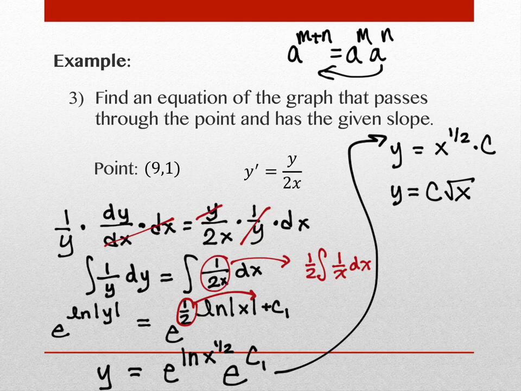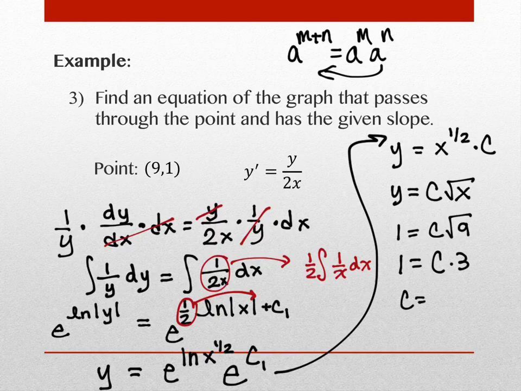All right, so we're going to put in, which is where? We'll just let you tell me. The y is the 1, right? It's the second one. And the x is the 9, so it's square root of 9. So it's 3. So what is c? c is 1/3. So what's the equation of this graph that I'm looking for? y equals 1/3 square root of x.